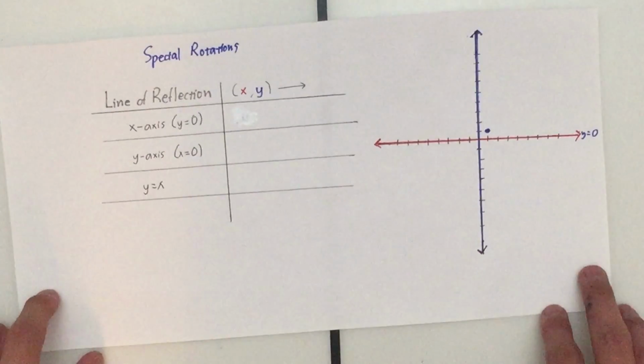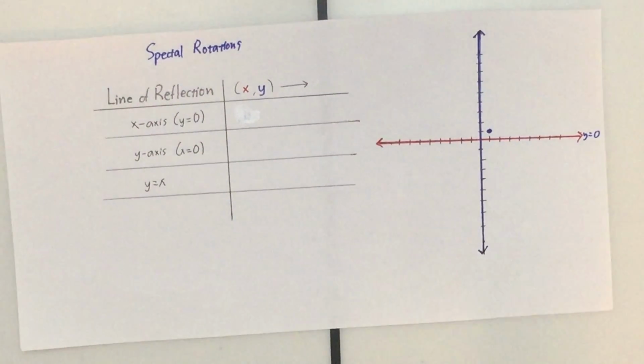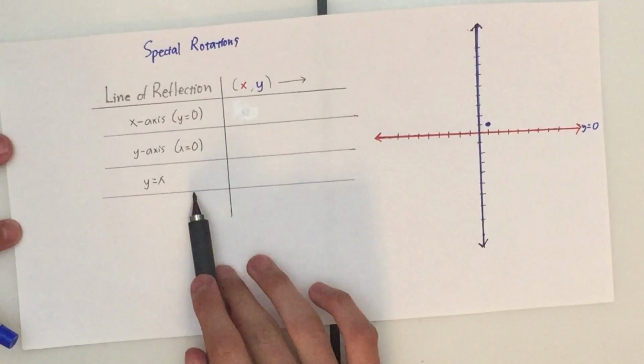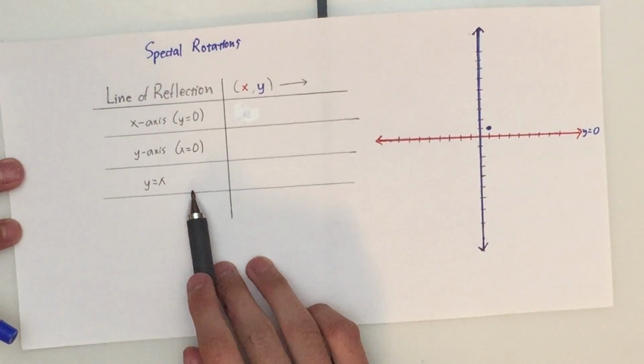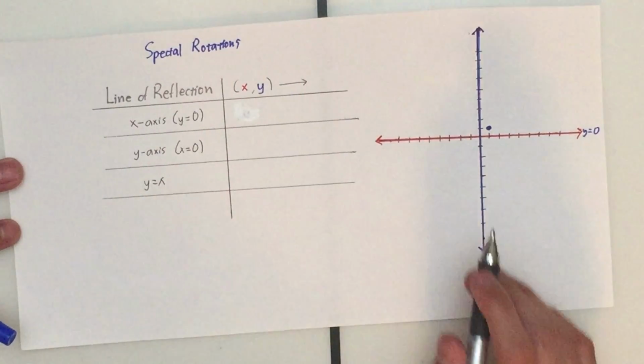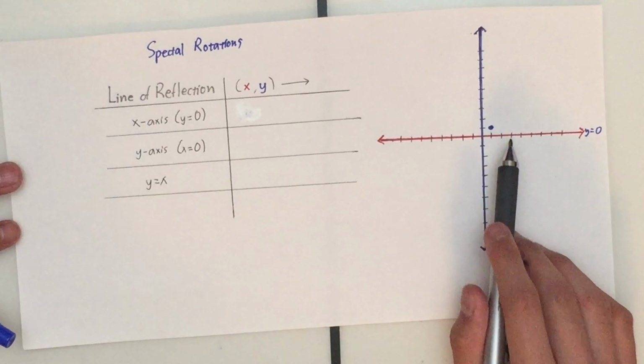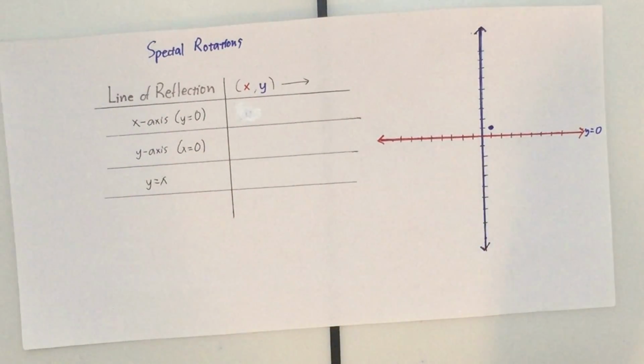So now let's move on to some special reflections. Most questions that you're going to see are going to involve these three lines of reflection because these are the easiest. They have their own special formulas that you can use to find out which point you should reflect to. So these are our special reflections.